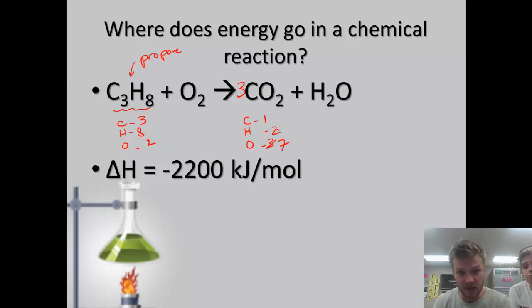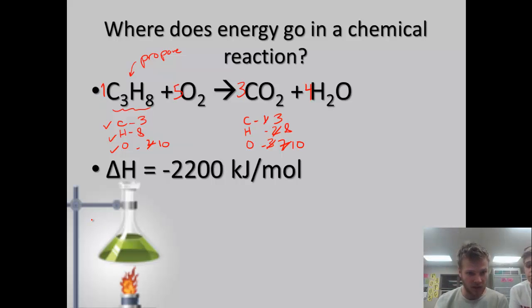I'm going to need 4 hydrogen, which gives me 8. I'm at 3, 4. I think I need 10 oxygen over here, so I put a 5, and I've got 10. So there it is, and remember we always put a 1 just to symbolize that we've got that. And now this is actually an energy equation.